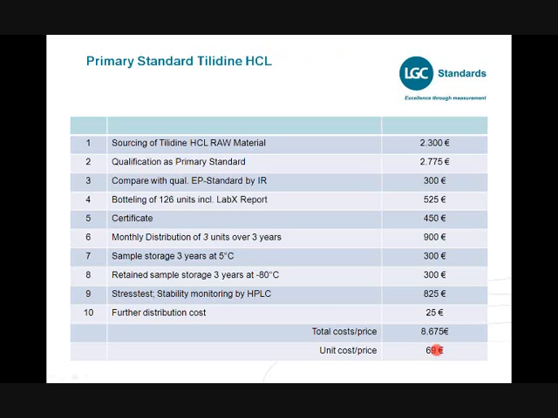You can see that in the second example where we set up a controlled material for another customer, for toluidine hydrochloride here. You can see here that 126 bottles were ordered, and you see that already the unit price is going down to 69 euros here. We set up a primary standard for Etomidate here. The customer let us bottle 300 single-use vials, for example, and you see here then that the price per unit goes down to 26 euros here.